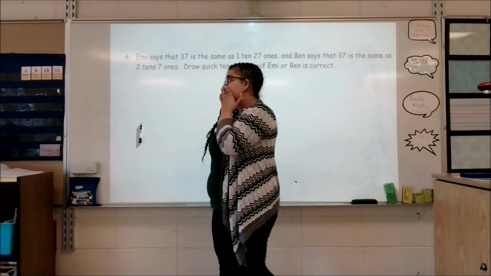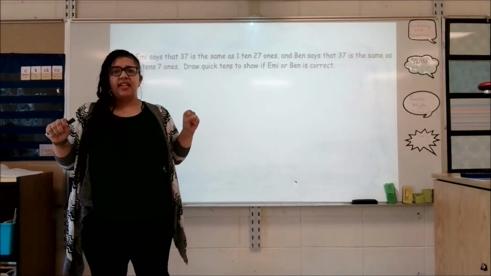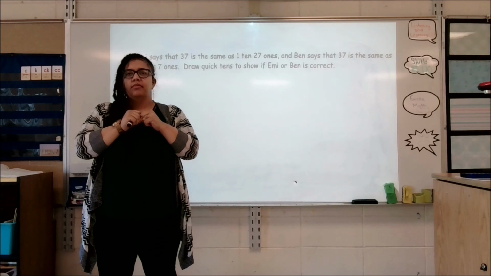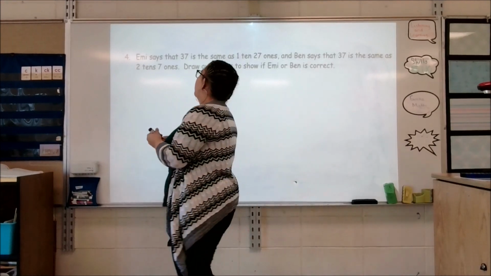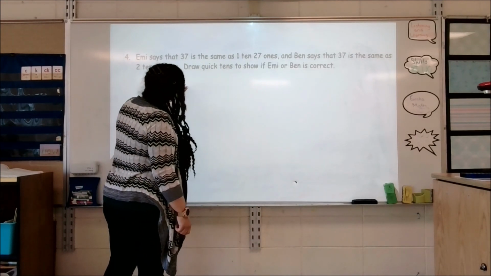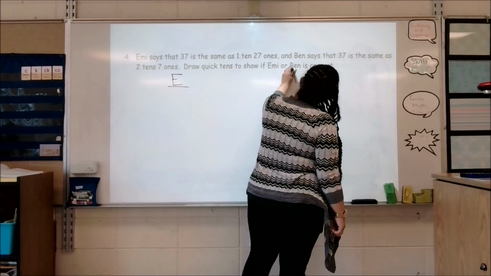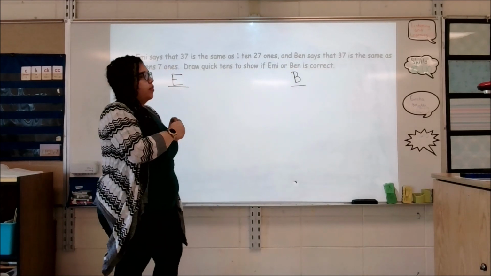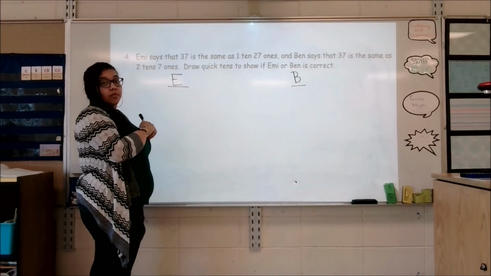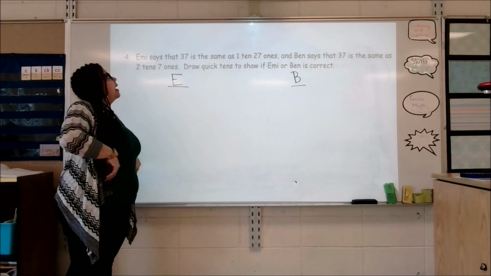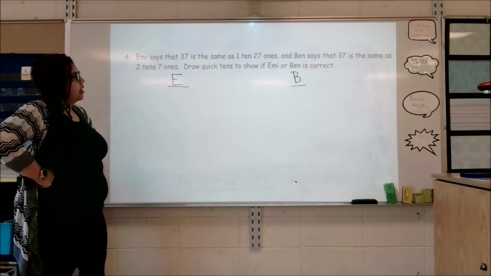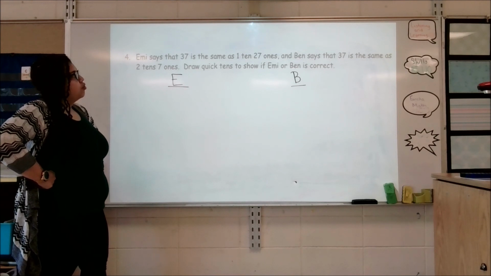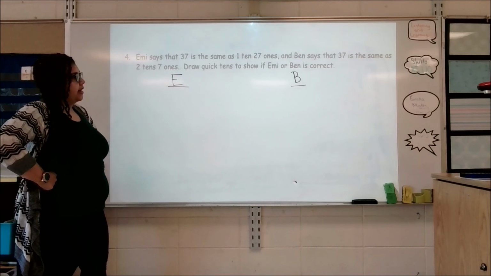Okay, so this is what we're going to do. We're going to set this up. Now, am I putting Emmy and Ben's information together? No, I'm checking out to see what Emmy did, and I'm checking out to see what Ben did. So, let's write an E for Emmy. 37 is the same as 1 10 and 27 ones. Ben says that 37 is the same as 2 10s and 7 ones. Draw quick tens to show if Emmy or Ben is correct.